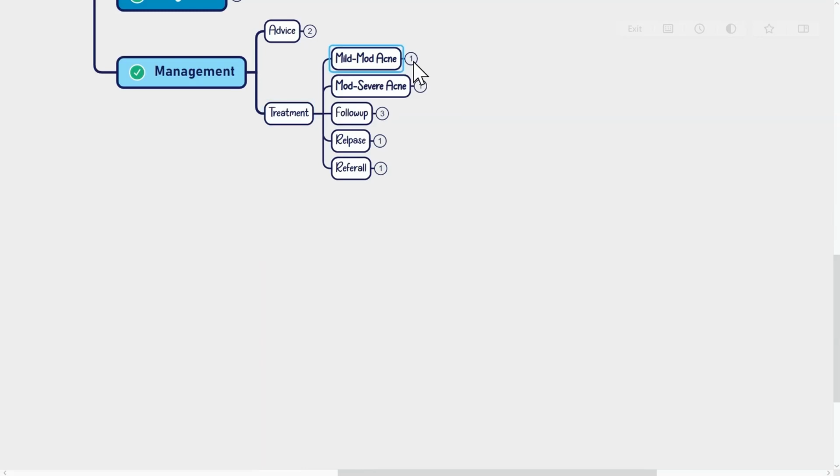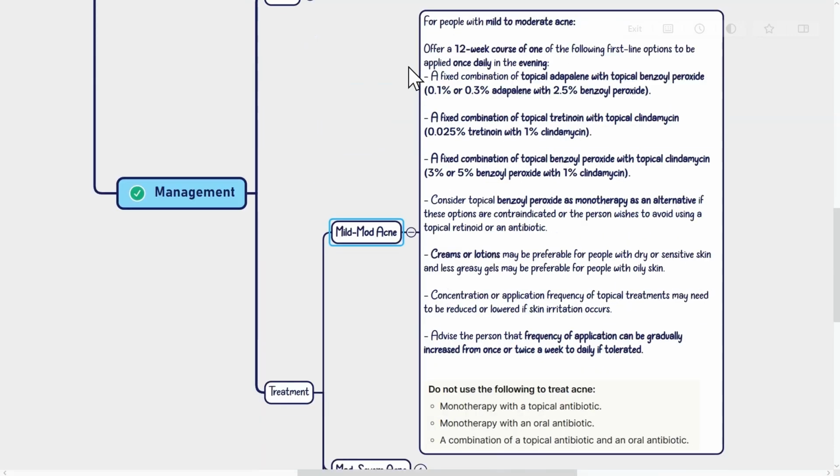Treatment: mild to moderate acne. For people with mild to moderate acne, offer a 12-week course of one of the following first-line options to be applied once daily in the evening. A fixed combination of topical adapalene with topical benzoyl peroxide, 0.1%, or 0.3% adapalene with 2.5% benzoyl peroxide. A fixed combination of topical tretinoin with topical clindamycin, 0.025% tretinoin with 1% clindamycin. A fixed combination of topical benzoyl peroxide with topical clindamycin, 3% or 5% benzoyl peroxide with 1% clindamycin.